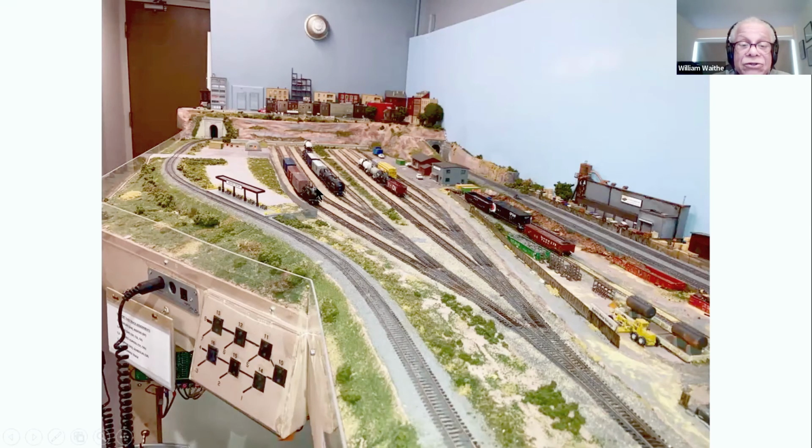And this is the storage yard. It can hold about 90 cars. And this is where either empties or products are stored until the industry is ready for the material that has come from the virtual industries. Underneath the buildings here is the hidden 14-inch radius track.